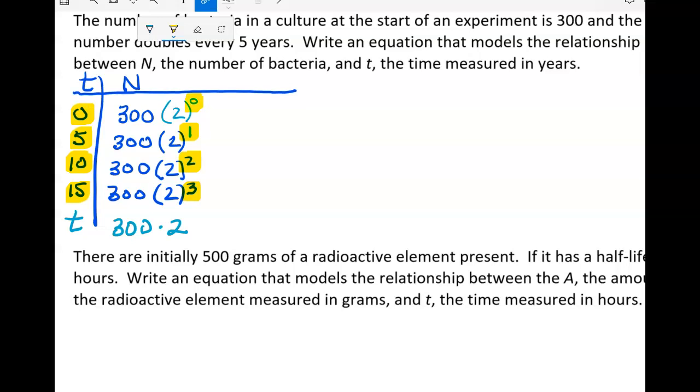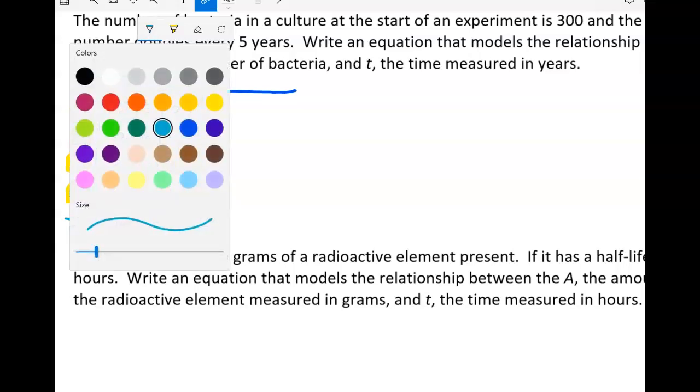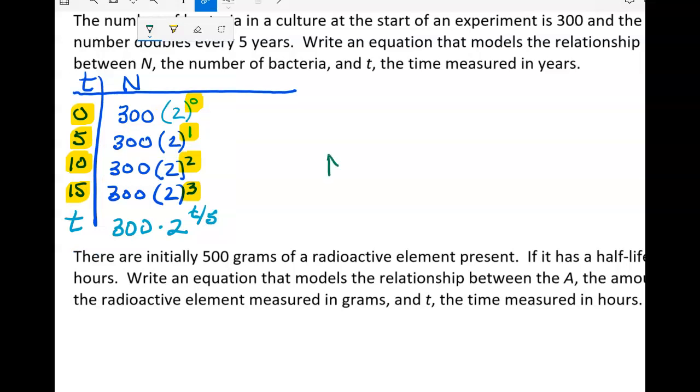So what you'll notice is that the exponent is a factor of 5 smaller than the time value. So the exponent is the time value divided by 5. So when we write our equation, it will be n, the number of bacteria, equals 300 times 2 raised to the t over 5 power.